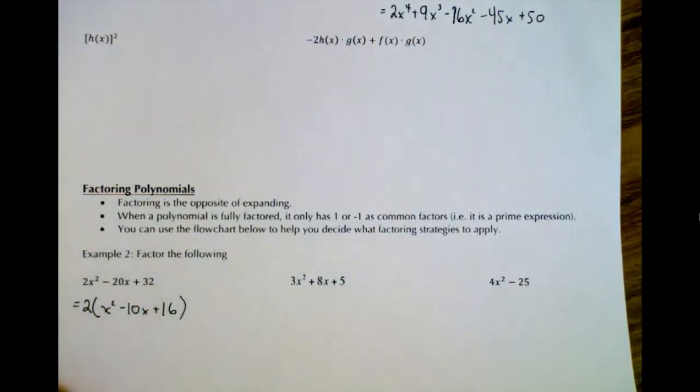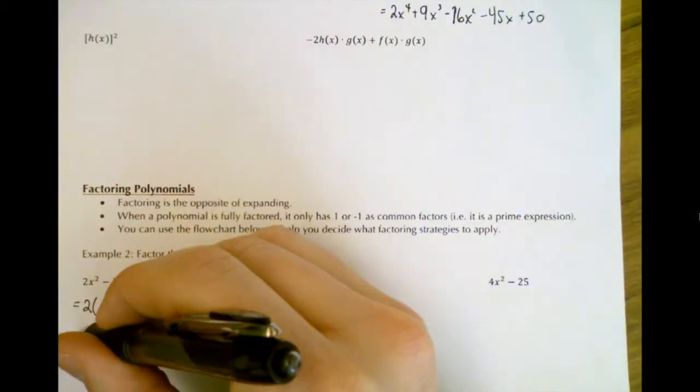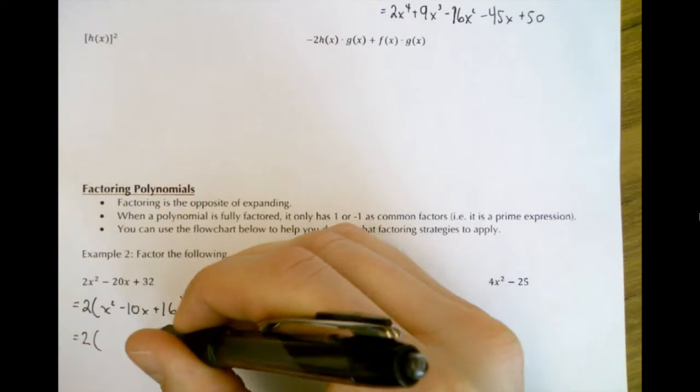Once we've common factored, then we're looking for products and sums. We're looking for numbers that multiply to 16 and add to -10, because there is no a value. Well, there is, but it's 1. If there was an a value bigger than 1, then we'd have to do a complex trinomial. Since it's simple, we can just directly look for those numbers and then come up with our two brackets.